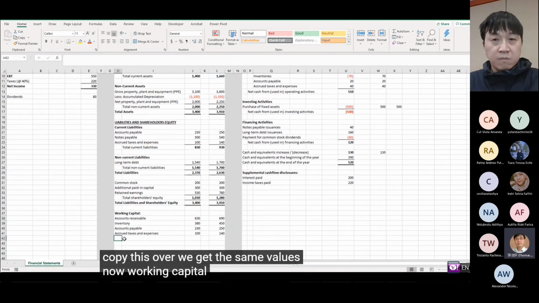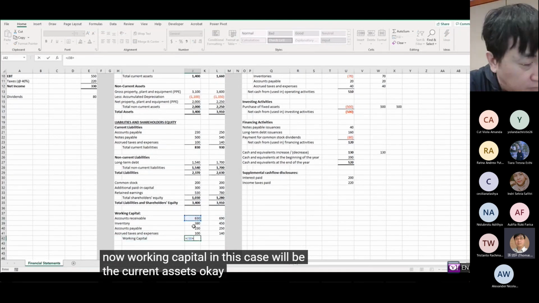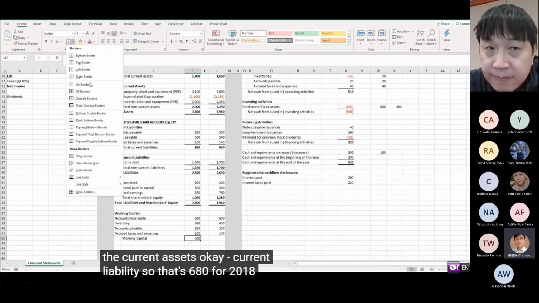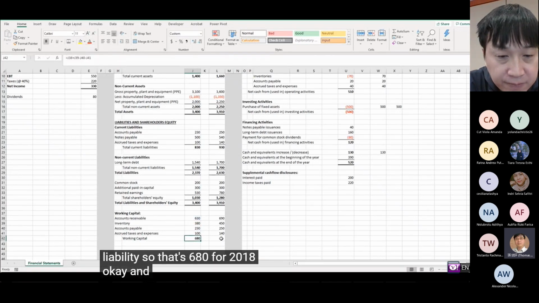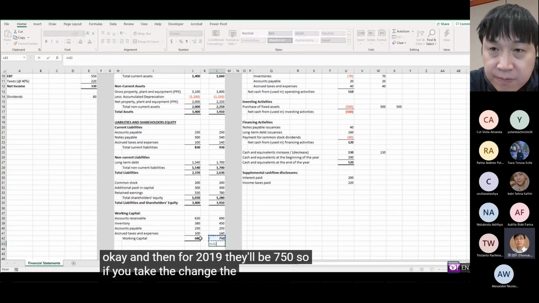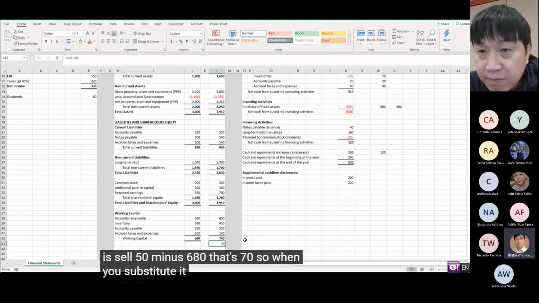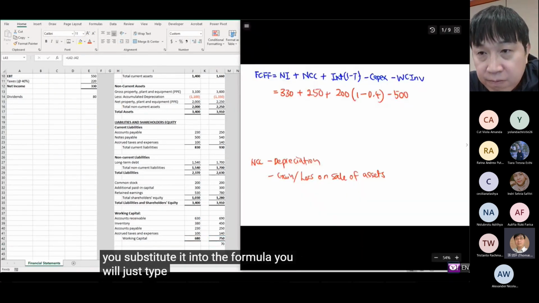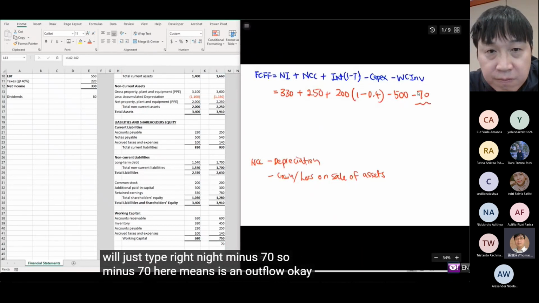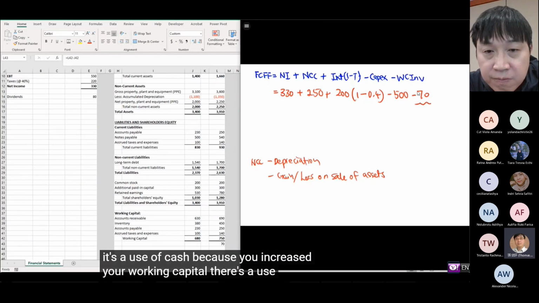Now, working capital in this case will be the current assets minus current liability. So that's 680 for 2018, and then for 2019 that will be 750. If you take the change, it is 750 minus 680, that's 70. So when you substitute it into the formula, you will just write minus 70. Minus 70 here means it's an outflow. It's a use of cash because you increased your working capital.